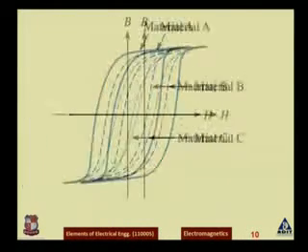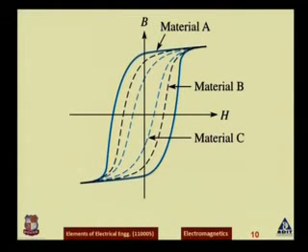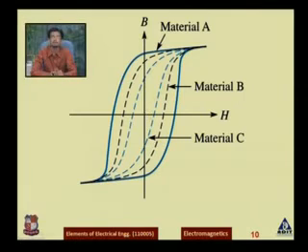Now to find out which material is to be used, we can see from the curve, for example, this material A has a smaller area, so we can say that this material can be used for a permanent magnet. If the material has a larger area, we can say that it can be used as a hard core material.